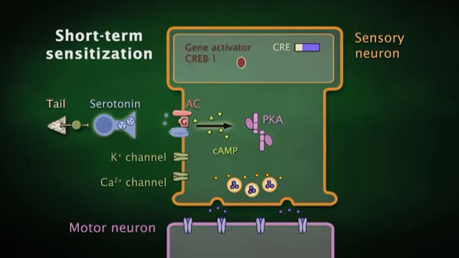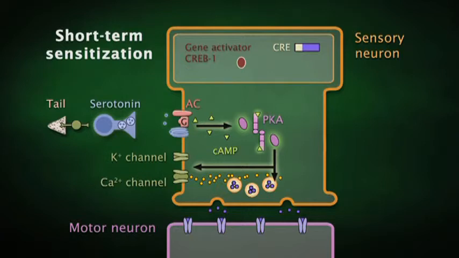When the level of cyclic AMP rises, the regulatory subunit binds cyclic AMP, undergoes a conformational change, frees the catalytic subunit. It now can move into the presynaptic terminal. It acts on ion channels. It phosphorylates them, alters their properties, allows calcium to come into the presynaptic terminal.